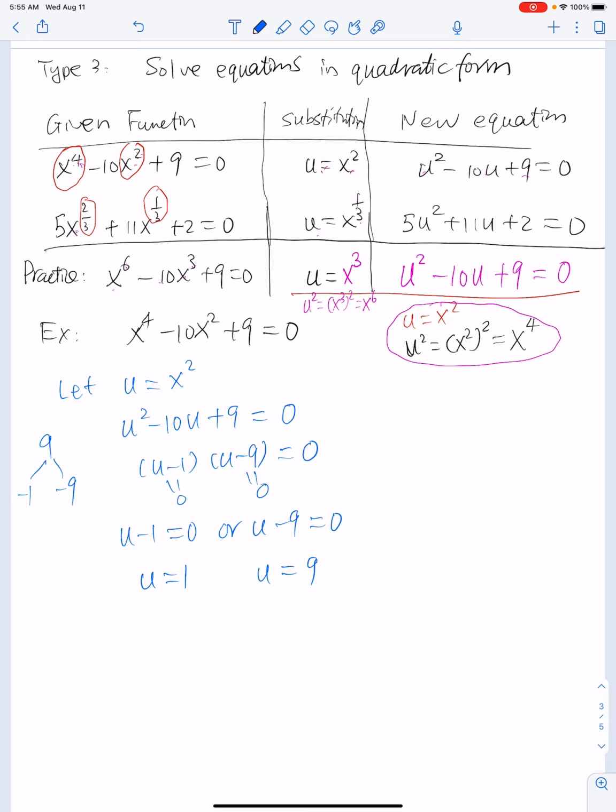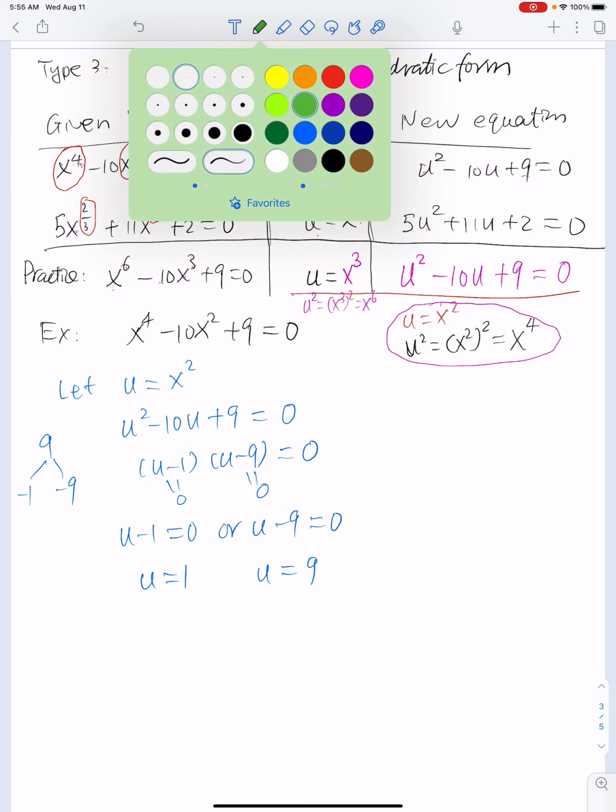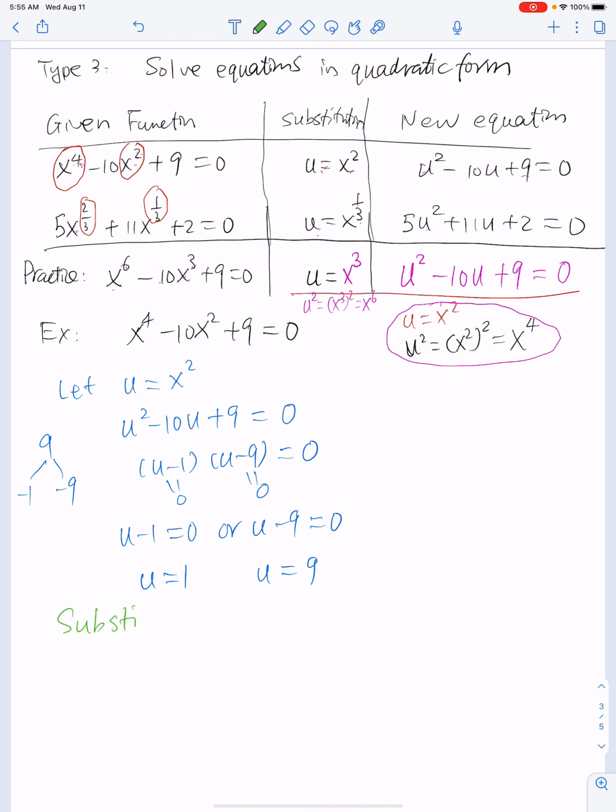Are we done? Now, you always need to substitute back. This means you do not have a u in your solution. What do you want? You want x. So you only get u. That's not enough. You have to find x. So how could you find x? u equal to 1 and u equal to x squared. Then it means x squared equal to 1 or x squared equal to 9.